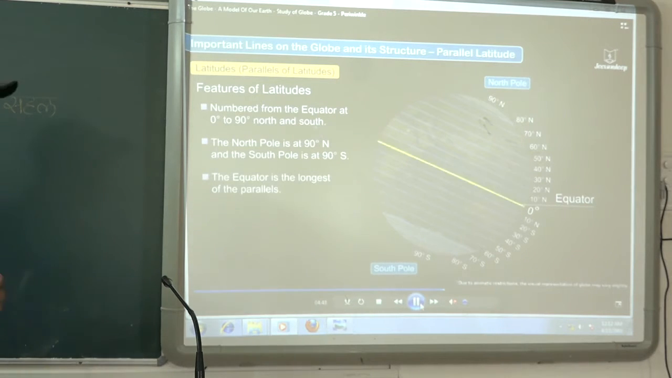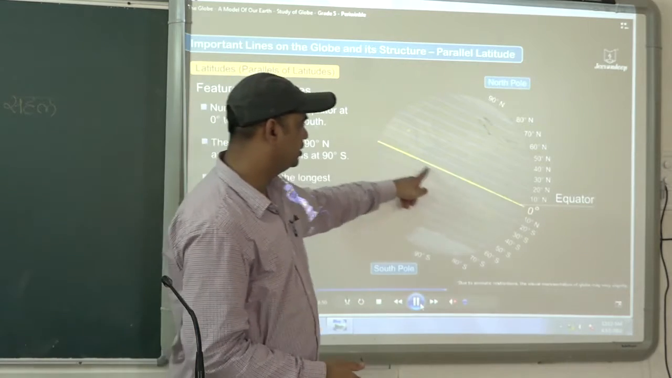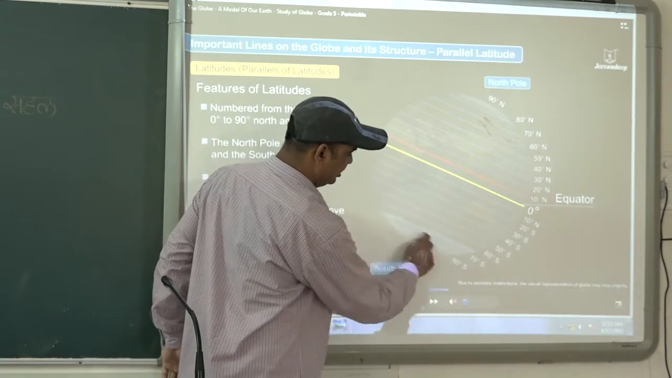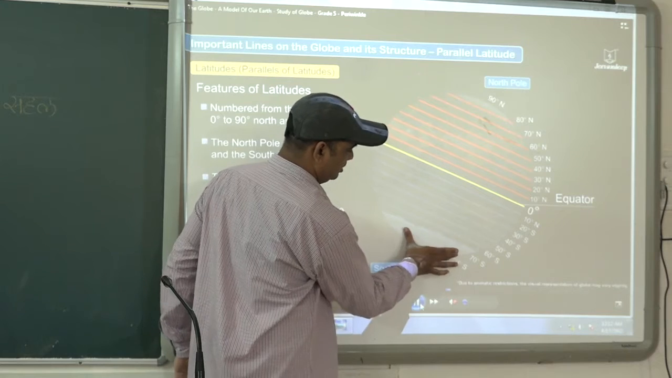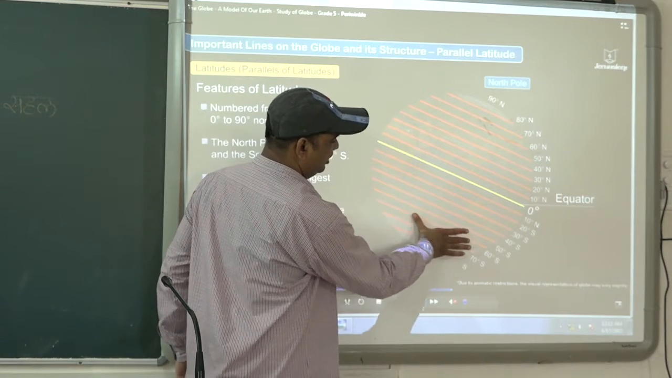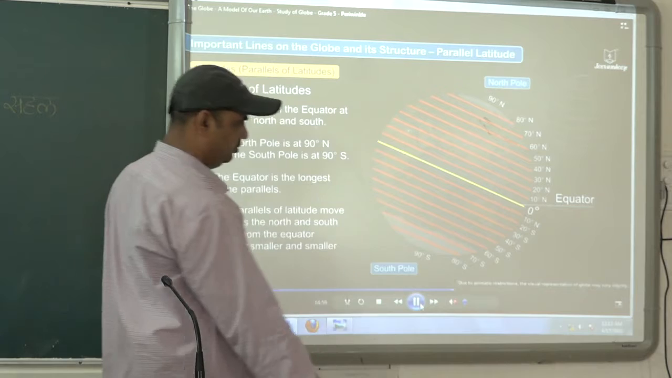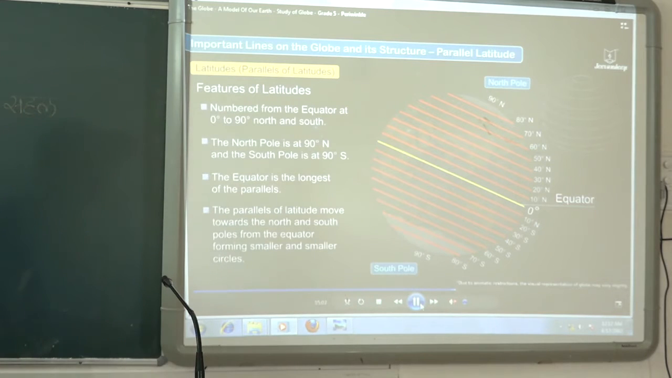Equator is the longest of the parallels. This is the longest. Afterwards the size is decreasing, its size is less, then again a little bit increasing, but the equator is the longest one.